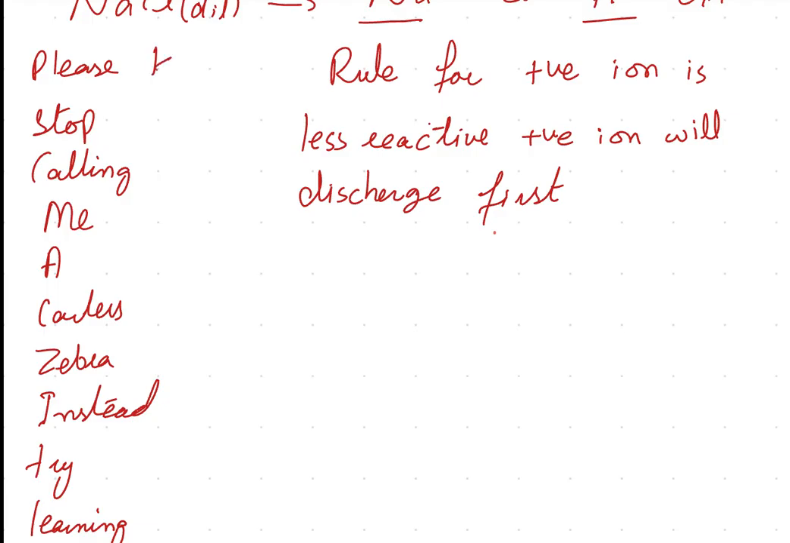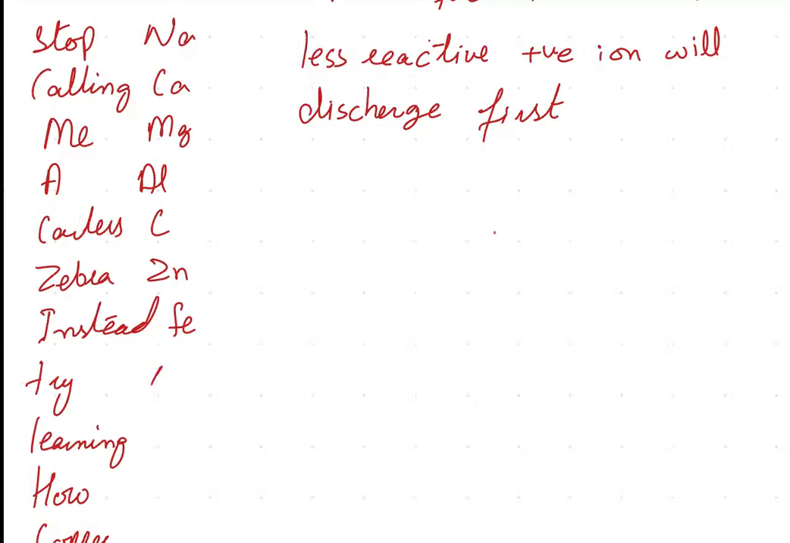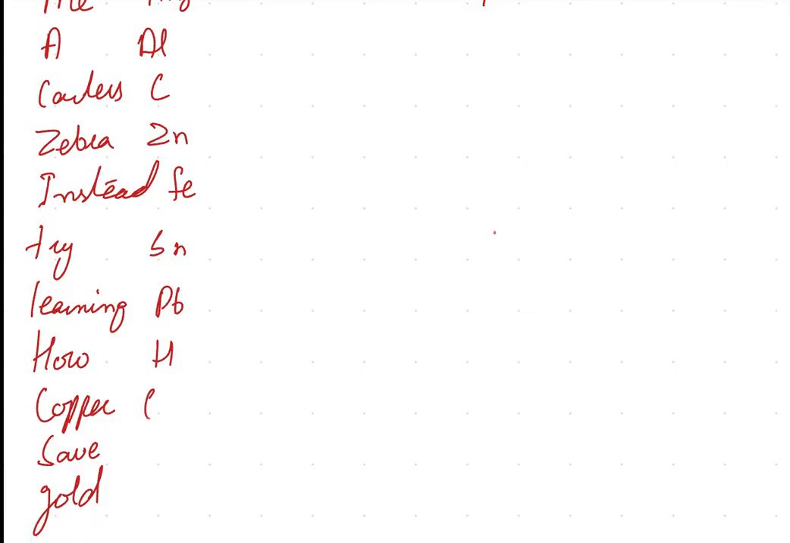Please, potassium, stop sodium calling calcium me magnesium, aluminum, careless carbon, zebra zinc. Instead, iron, try tin. Learning Pb lead, how hydrogen, copper saves silver and gold Au.